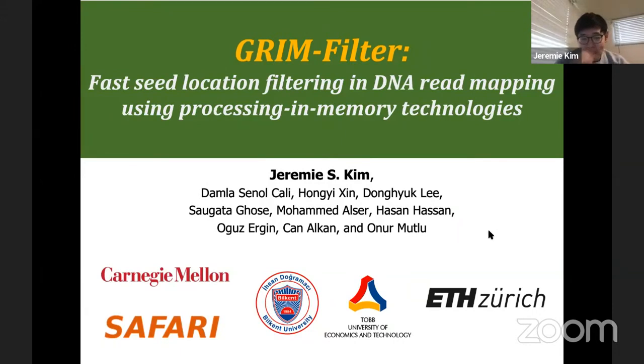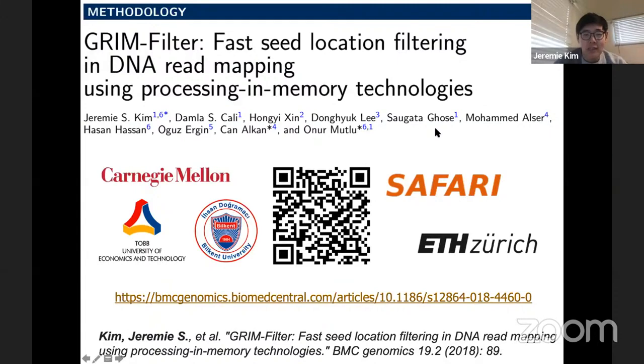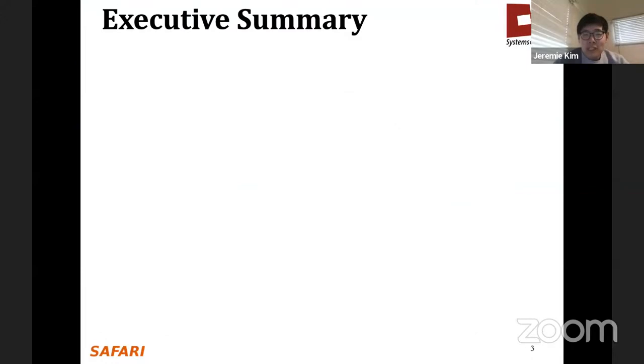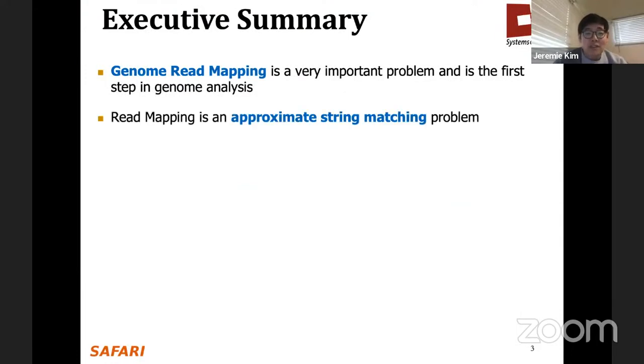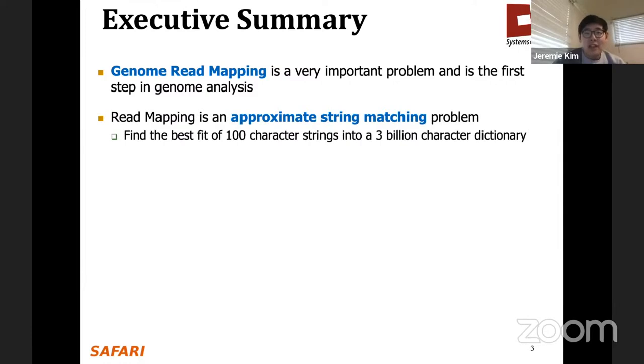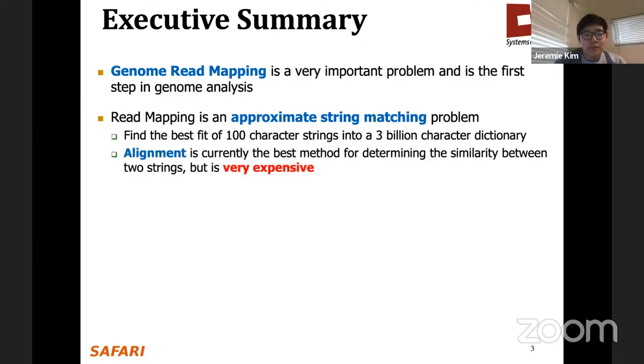And this was presented at APBC and published in BMC Genomics back in 2018. So I'll begin with an executive summary. Genome read mapping is a very important problem and is the first step in genome analysis. Read mapping is an approximate string matching problem. For the problem that we're particularly looking at, we are trying to find the best fit of 100 character strings into a 3 billion character dictionary. And that 3 billion character dictionary is the human genome.